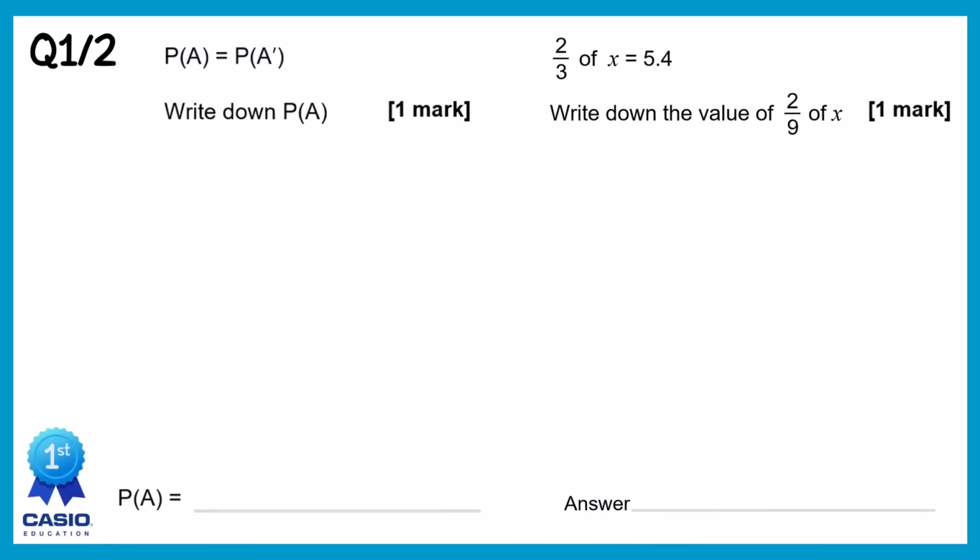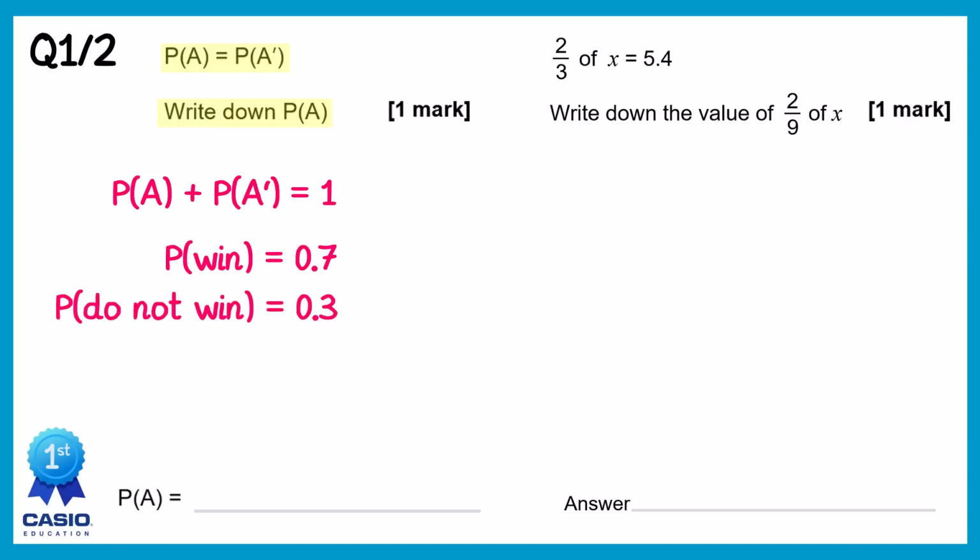In this first question, we're told that the probability of A is equal to the probability of not A, and we need to find the probability of A. You should know that the probability of A plus the probability of not A is equal to 1. For example, if the probability that I win a game equals 0.7, then the probability that I do not win the game must be 0.3, since 0.7 plus 0.3 equals 1. So we're looking for two numbers that add to make 1, but they must be equal to each other, so that must mean that they're both equal to 0.5, and that's the answer to the question.